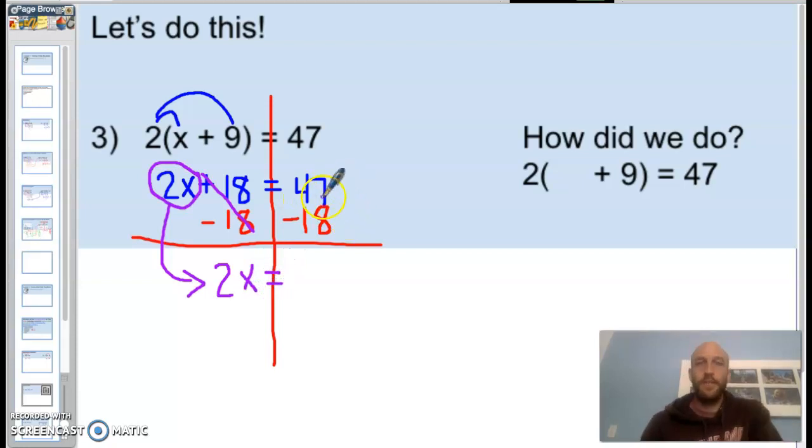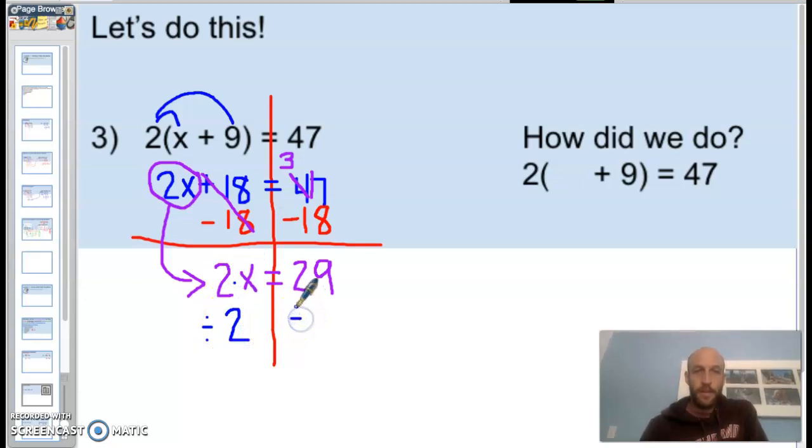And we can do 47 minus 18. Can't do 7 minus 8, so I'm going to borrow from the tens place. 17 minus 8 is 9. And 3 minus 1 is 2. Okay, so this part of the equation says 2 times what equals 29? Well, I don't know, but I can figure that out by using the inverse operation, which is division. So instead of multiplying by 2, I divide by 2. And to make sure my hanger is flat, I'm going to do the same thing on the other side.